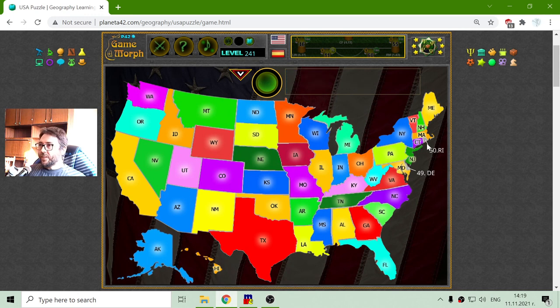That should be 48, and I have Rhode Island and Delaware, because they are too small, they are just given outside the exercise. So these are the 50 states of the United States.